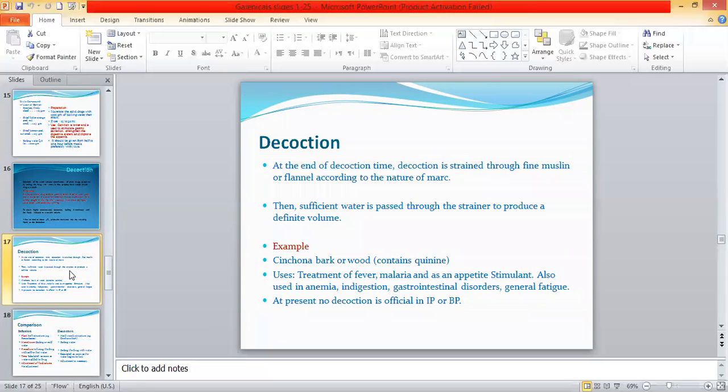What are the examples of decoction? Cinchona bark or wood, which contains quinine. Quinine is an active constituent which we get from the cinchona bark, and it has antimalarial properties, so it is used for the treatment of malaria. It is also used for the treatment of fever and as an appetite stimulant. It is also used in anemia, which is iron deficiency, indigestion, gastrointestinal disorders, and general fatigue. There is no official decoction mentioned in the Indian Pharmacopoeia or British Pharmacopoeia.